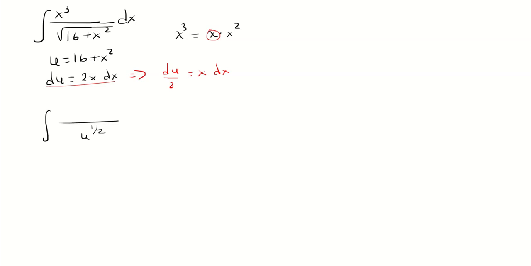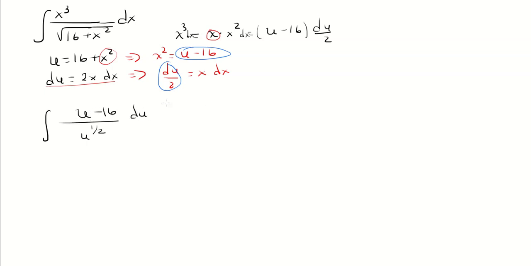And then the x squared comes up from this one. So that means x squared is u minus 16. So we're going to multiply u minus 16 with du over 2 to end up with x cubed. And if we want to be precise, we also need a dx. So the top is just u minus 16 times du over 2, which the 1/2 I'm just going to put outside.